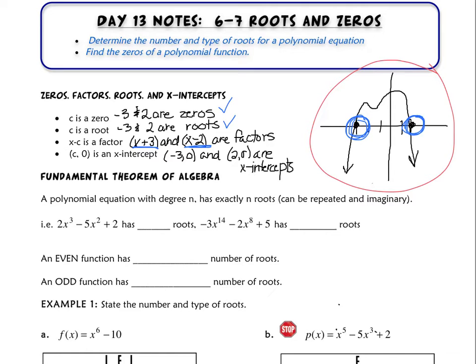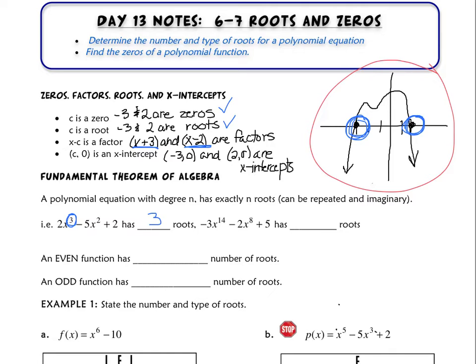All right, fundamental theorem of algebra. A polynomial equation with n degree, n being any number, has exactly n roots. So whatever the degree is, that's how many roots or zeros that it has, and they could be repeated, meaning you'll have a 0 of 2 twice, or they could be imaginary. So for example, if you look at this first polynomial, it's 2x cubed minus 5x squared plus 2. It would have 3 roots because the degree of this polynomial is 3. That means it has 3 roots.